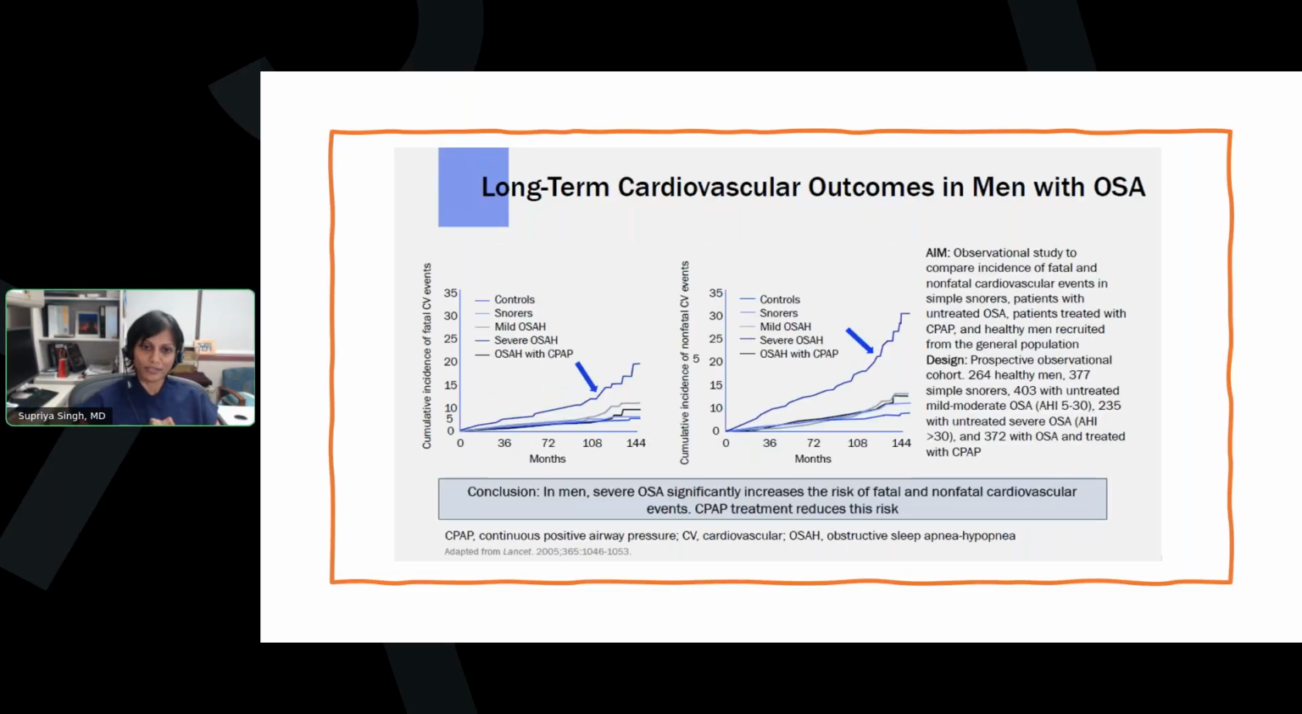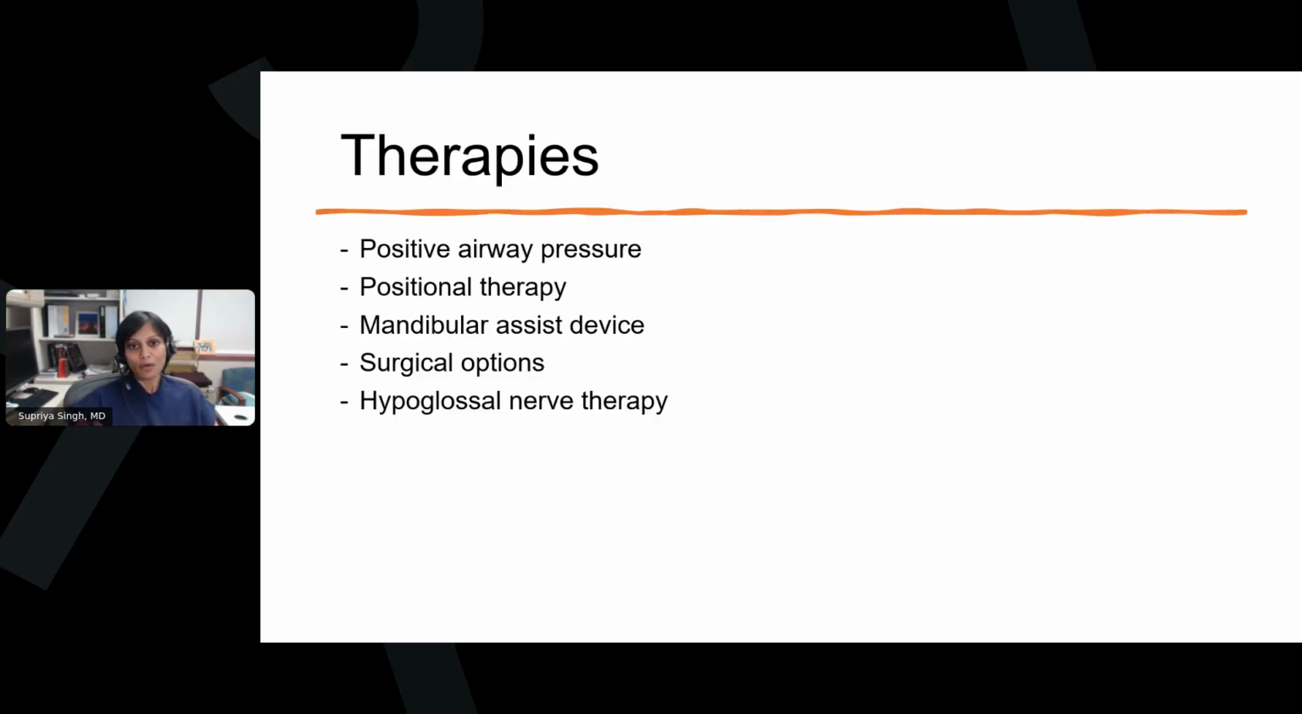This was another landmark article in Lancet. And in this, they looked at normal controls, so normal healthy males, compared it to snorers, folks with mild sleep apnea, then those with severe sleep apnea, and finally, adequate treatment with CPAP. It was found that in patients with severe OSA, the risk of fatal as well as non-fatal cardiovascular events was much higher, and this risk significantly decreased once it was treated with a CPAP. So these are some of the reasons why we are always big on trying to treat obstructive sleep apnea, and this is where the therapies come in.